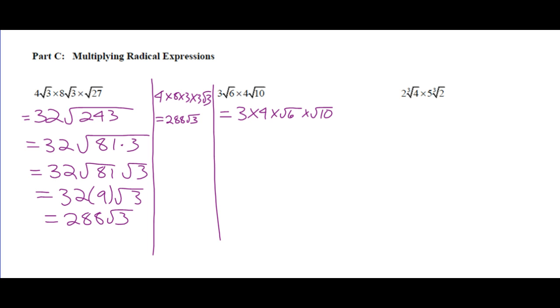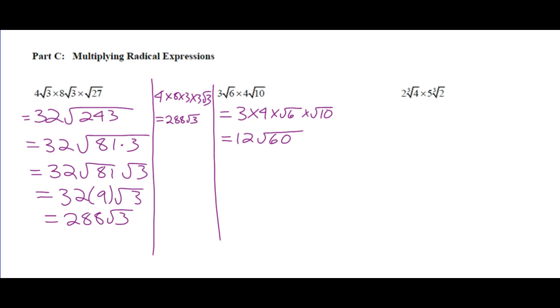Multiplication is commutative, and it doesn't matter what order you multiply in. So 3 root 6 times 4 root 10 is the same as 3 times root 10 times 4 times root 6. It's the same as 3 times 4 times root 6 times root 10. So we're going to put it in an order that works for us. You don't need to write that. Just think 3 times 4 is 12. And 6 times 10 is 60.